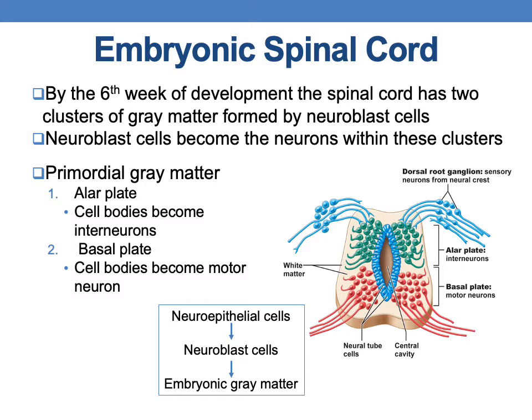Embryonic spinal cord. By the 6th week of development, the spinal cord has 2 clusters of gray matter formed by neuroblast cells. Neuroblast cells become the neurons within these clusters. The primordial gray matter alar plate has cell bodies that become interneurons, and the basal plate cell bodies become motor neurons. And as a review, neuroepithelial cells give rise to neuroblast cells, which give rise to the embryonic gray matter.